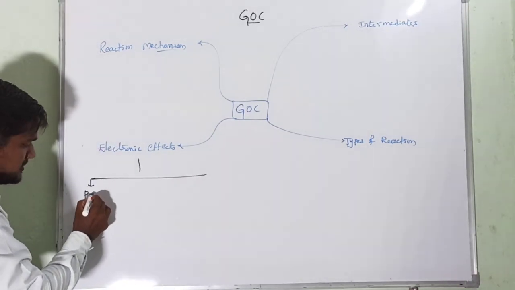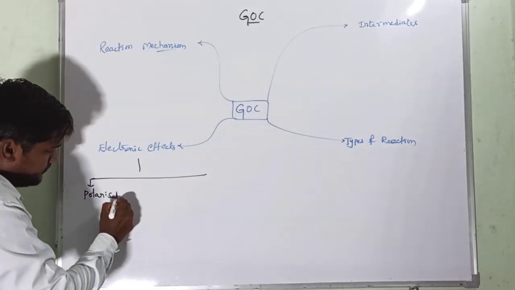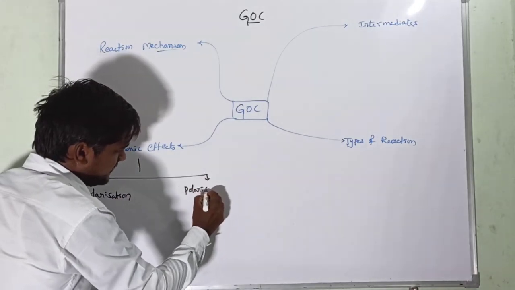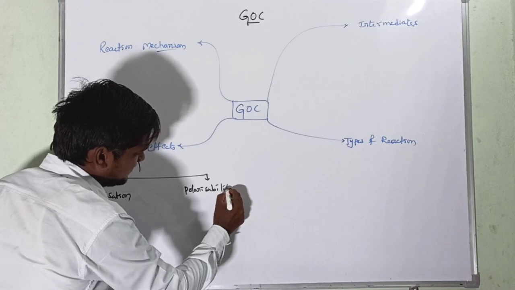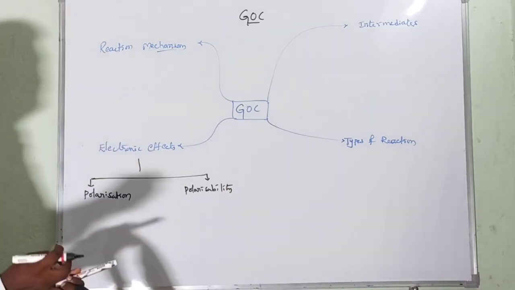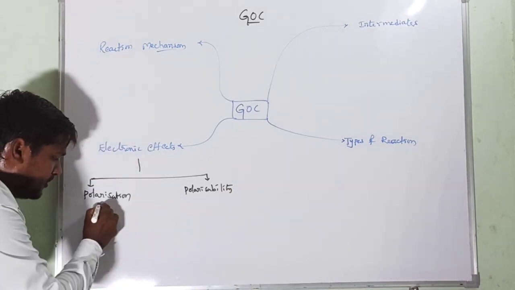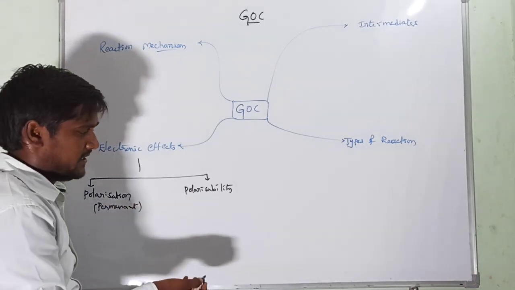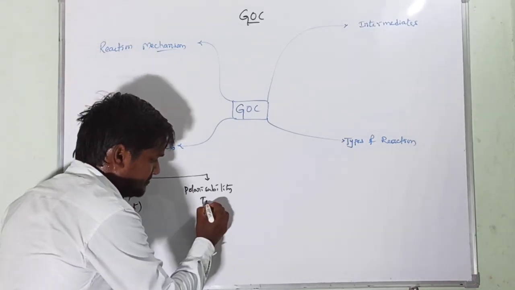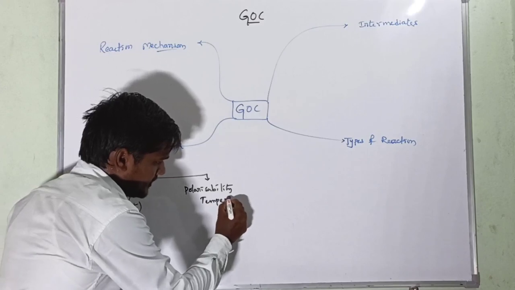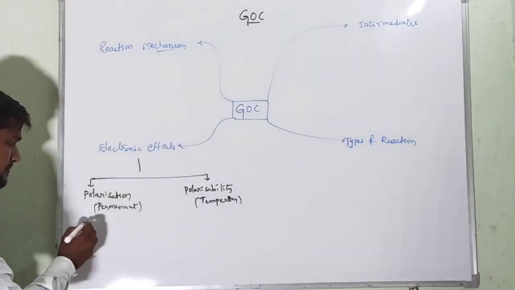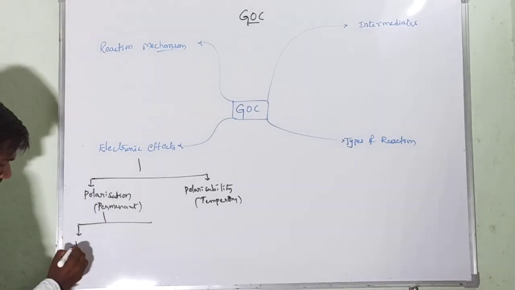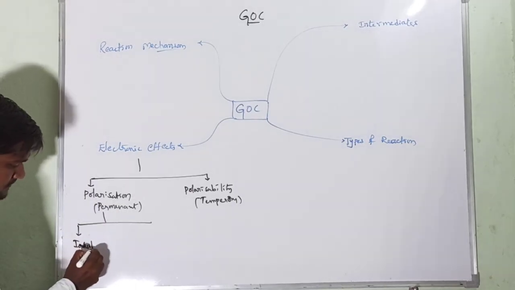So one is the polarization effect, and another one is the polarizability effect. So polarization is caused by the cations. It is a permanent effect, but polarizability is caused by the negative ions. Here it is the temporary effect. So the polarization, permanent effects, mainly lead to the inductive effect.